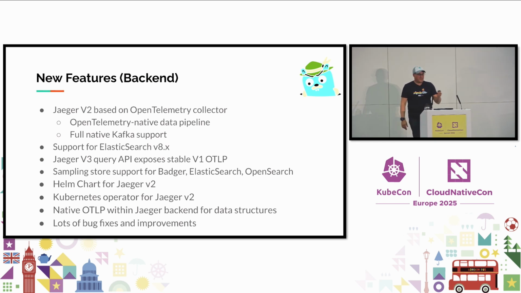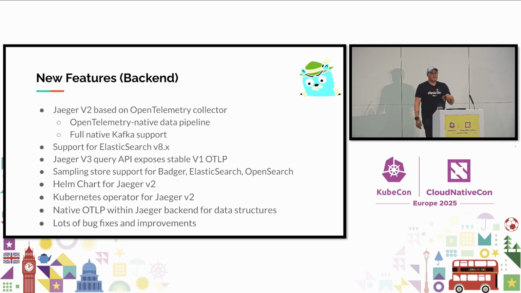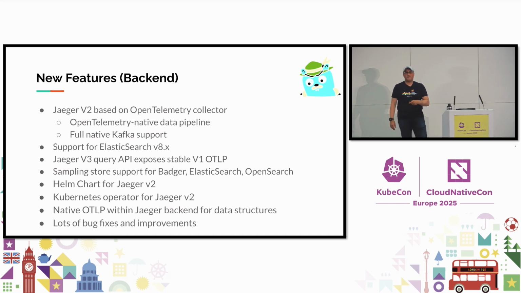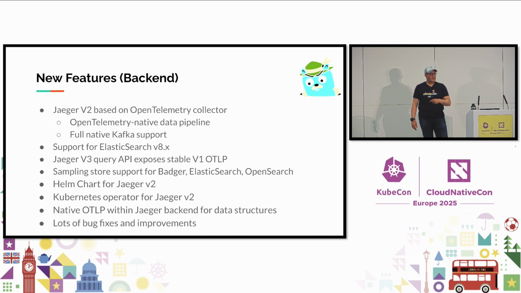So it makes it so that we can move much faster because we're lockstep with OpenTelemetry versus doing our own thing. We've also officially added support for Elasticsearch version 8 and newer, which we did not have before. It was a common request. There were some workarounds, but now it's officially supported. And then I'll mention that we officially have a Helm chart and a Kubernetes operator, both of which have come out in the last few months for version 2.